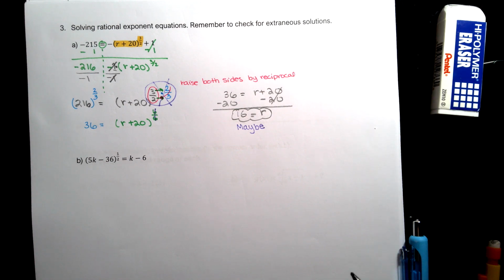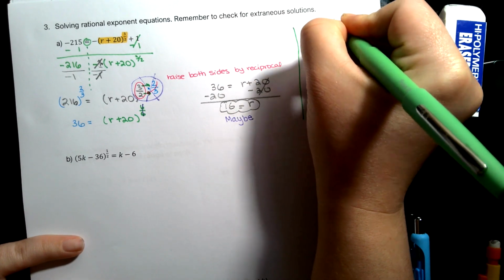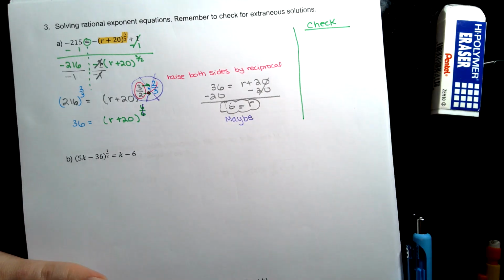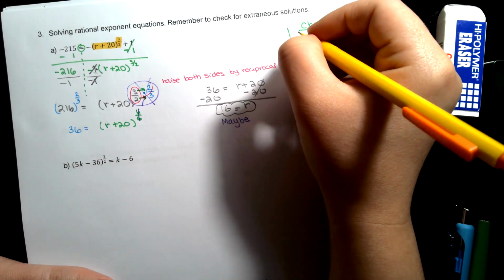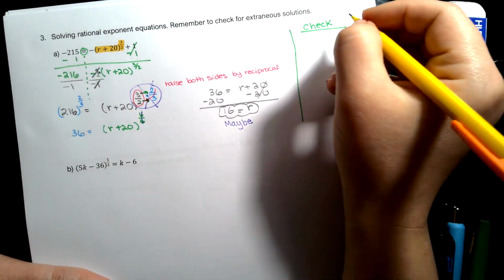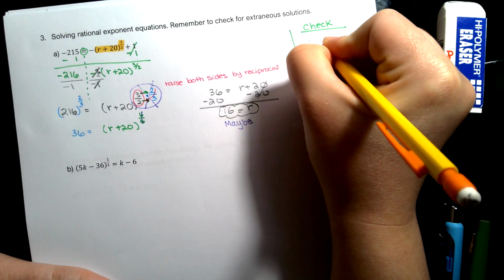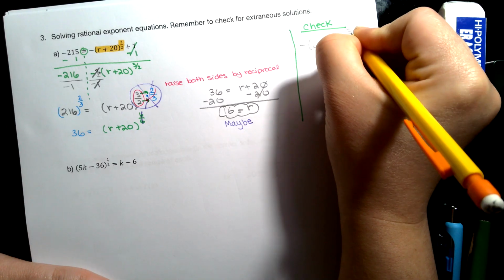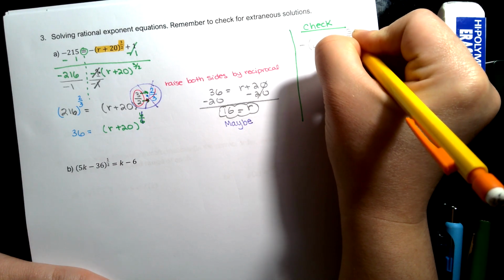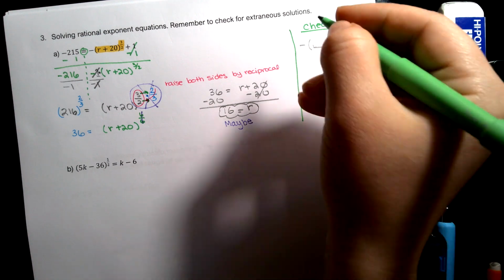As we are checking, we're checking for two things. We're checking for a balance, and we're making sure, if it's a radical, which this is not, that we can't have a negative inside of a square root. So here, we're just checking for a balance that it does give us a negative 215. So negative r, so we're going to put in our r value, plus 20, raised to the 3/2 power, plus 1. We're checking what that value is after we put in 16.